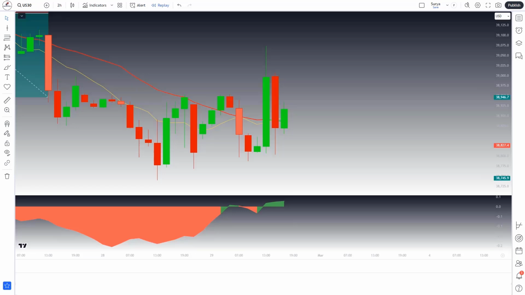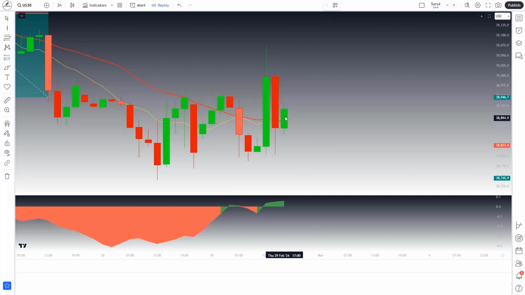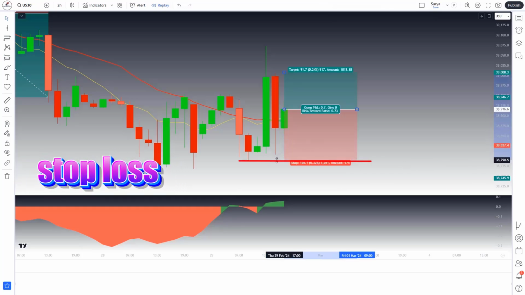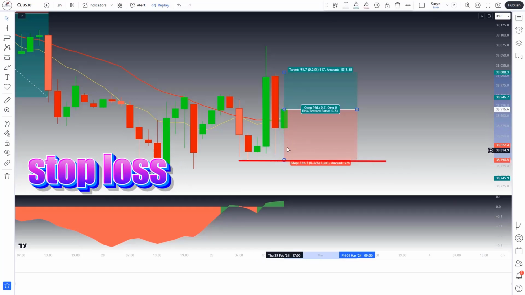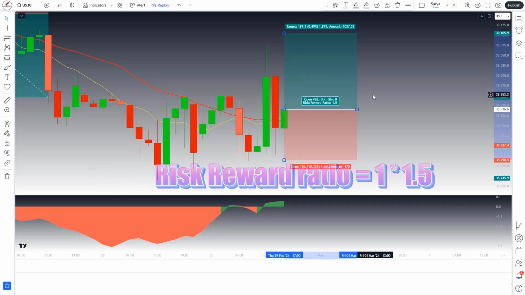When both the lines of Setup 123 Scalper Indicator cross each other, and the plot line becomes green, and the market forms a bullish candle, and when the Elliott wave oscillator indicator forms a green area, if this condition is met, then we will take a buy order. Our stop loss is to be placed at the previous low of the market, and the risk to reward ratio will be 1 to 1.5.